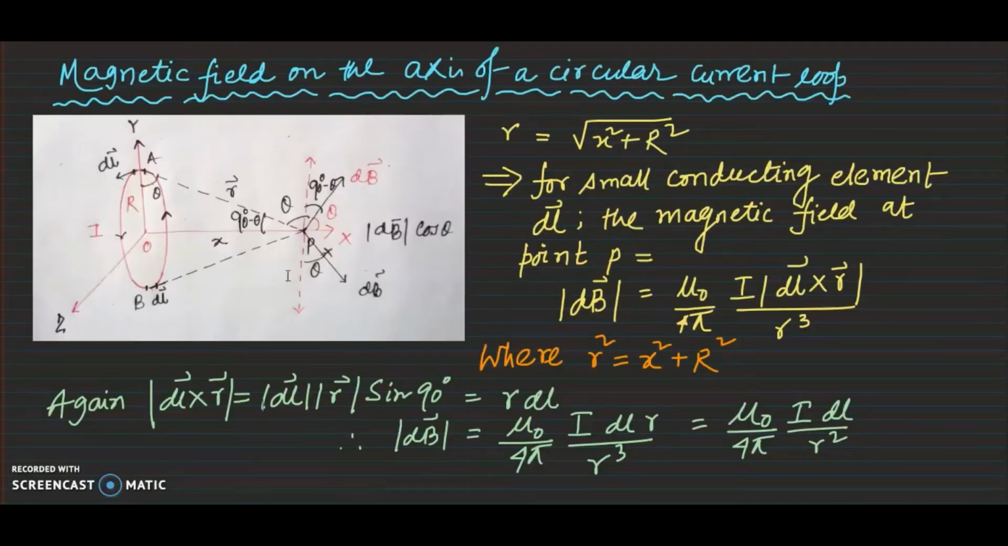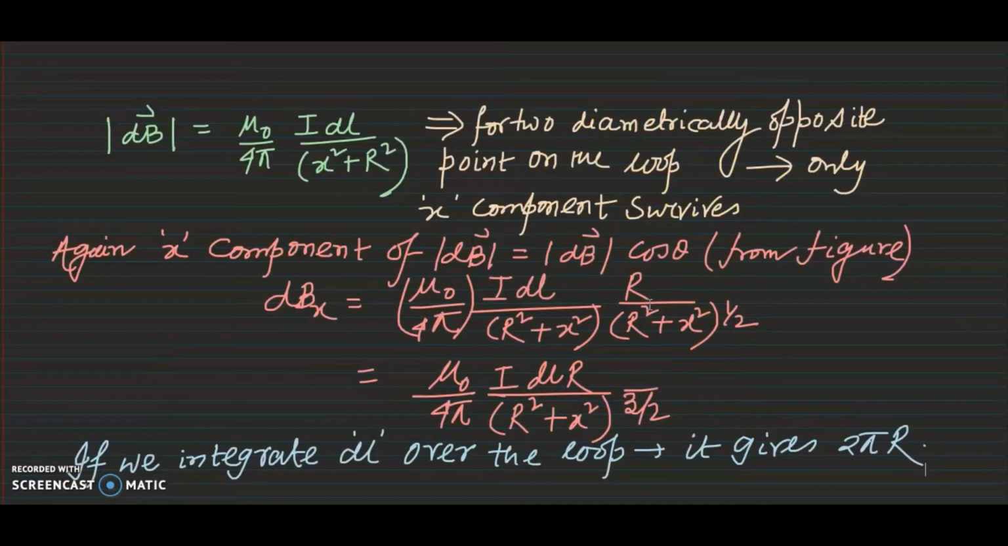How it comes, you can see from this figure: if this is theta, then this is 90 degrees minus theta. The angle between dB and the r vector is 90 degrees, so it obviously becomes theta. From this triangle AOP, cosine theta is equal to capital R over small r, so cosine theta is capital R over r square plus x square whole to the power half. So it becomes mu 0 by 4 pi I dl capital R divided by r square plus x square whole to the power 3 by 2.